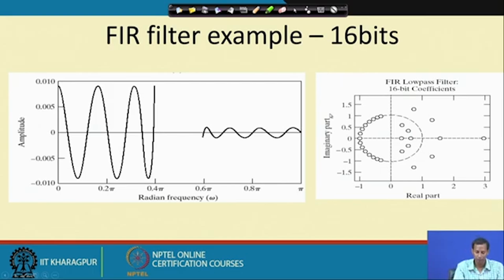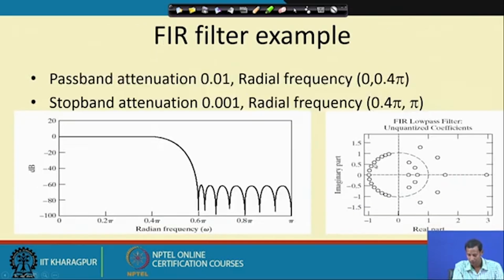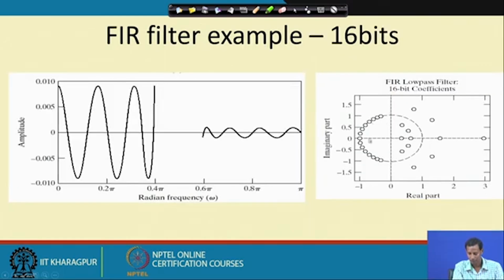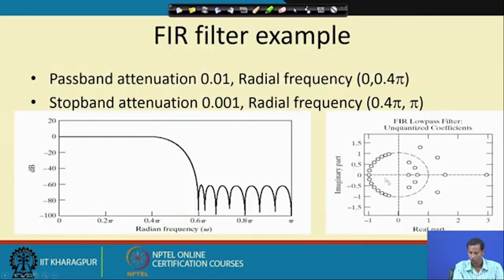The performance is not degraded if I consider the coefficients to be of 16 bits. Okay. But if you consider the coefficients of 8 bits, at that time you see these are basically deviating. So, if this is the original one, corresponding to the fact that each of the coefficients is of 16 bits, but if I consider each of 8 bits, then the zero locations are basically deviating from the original one.